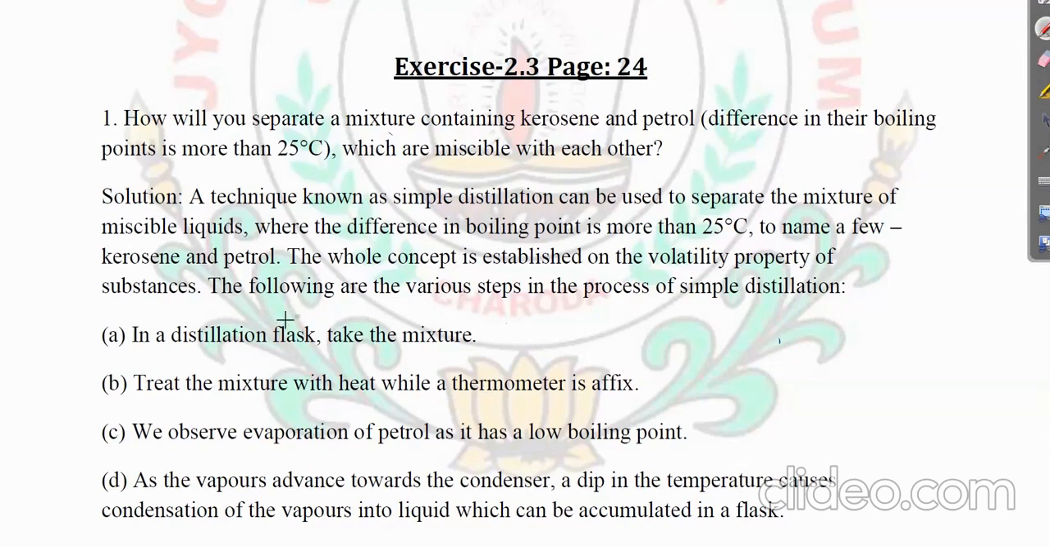How do we do this? What are the different steps in separating petrol from kerosene? Here we have to take a distillation flask, and in that flask we take this mixture. Then we heat the flask, treating the mixture with heat while a thermometer is affixed. We heat the mixture, and a thermometer is used there.